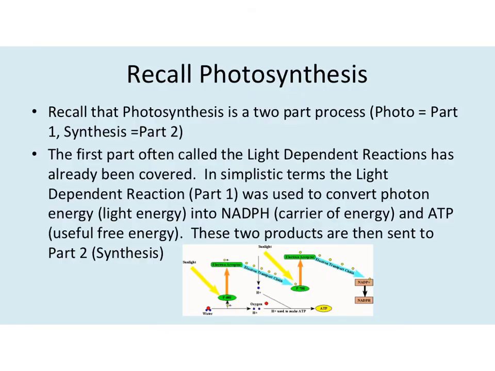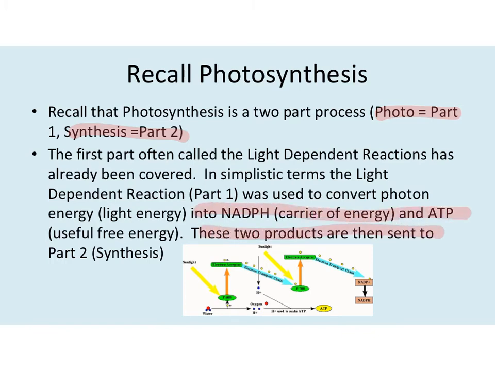Okay, and this is basically the cycle. So recall that photosynthesis is a 2-part process. We just went through the photo part. Now we're going through the synthesis part. The first part is often called the light-dependent, as it has already been covered. In simplistic terms, the light-dependent part 1 was used to convert photon or light energy into NADPH and ATP.